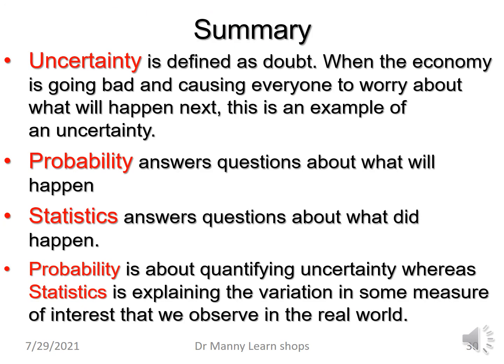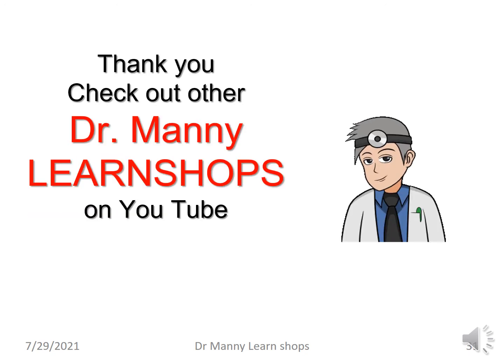So in summary, uncertainty is defined as doubt. When the economy is going bad and causing everyone to worry about what will happen next, this is an example of uncertainty. Probability answers questions about what will happen. Statistics answers questions about what did happen. Probability is about quantifying uncertainty, whereas statistics is explaining the variation in some measure of interest that we observe in the real world. Okay, that concludes this session, an introduction to the basics.